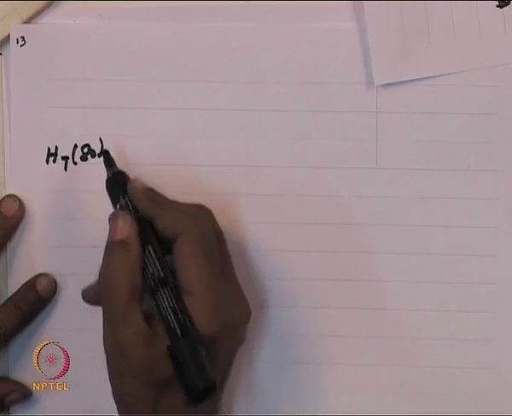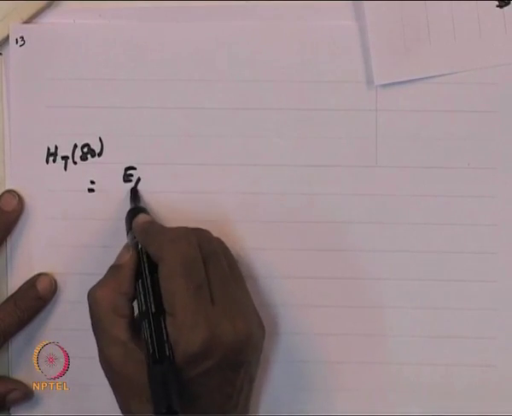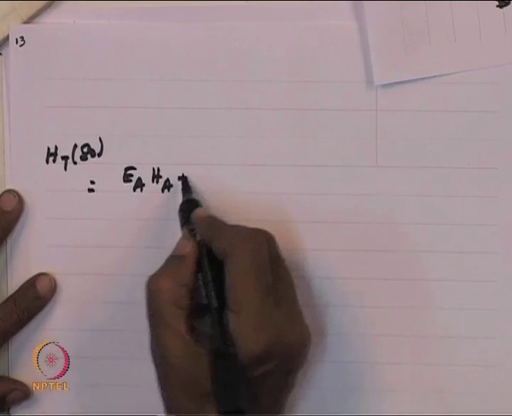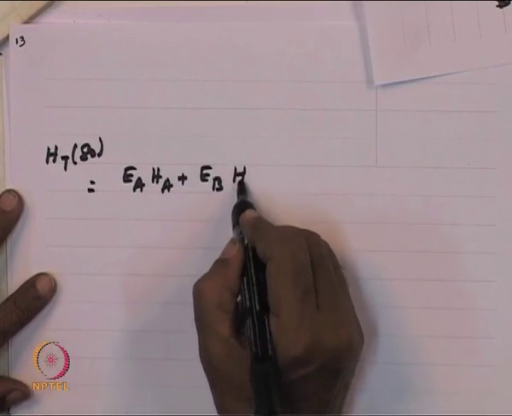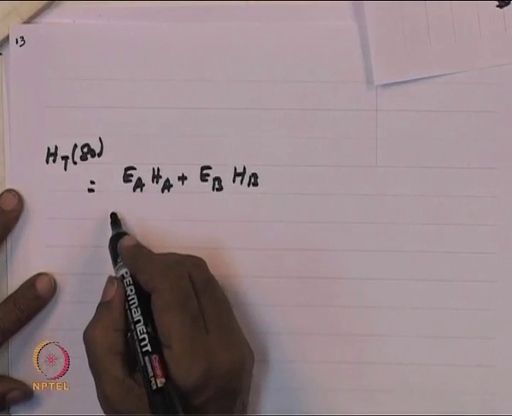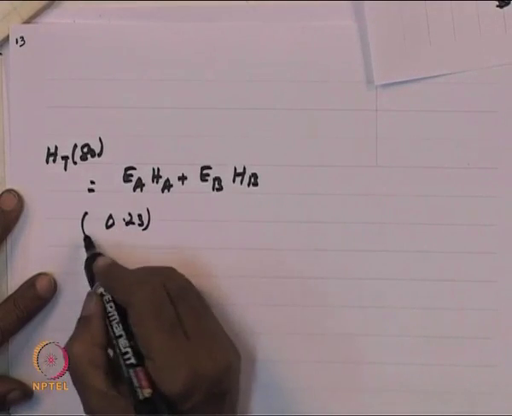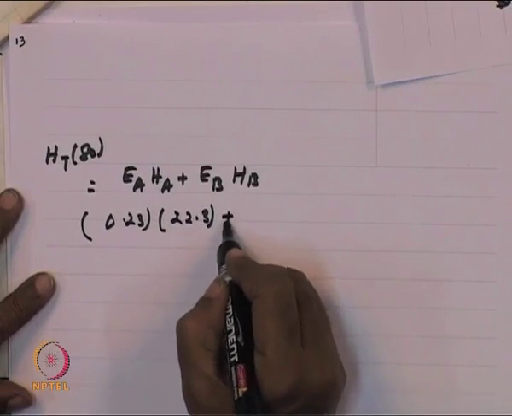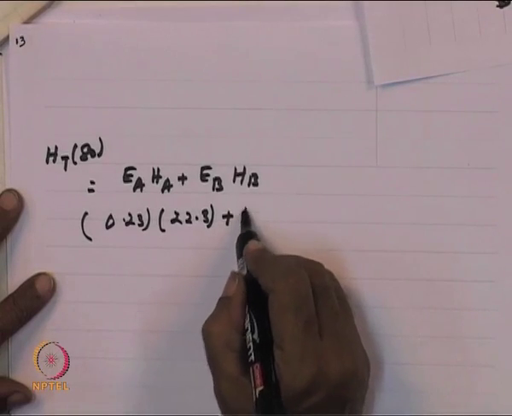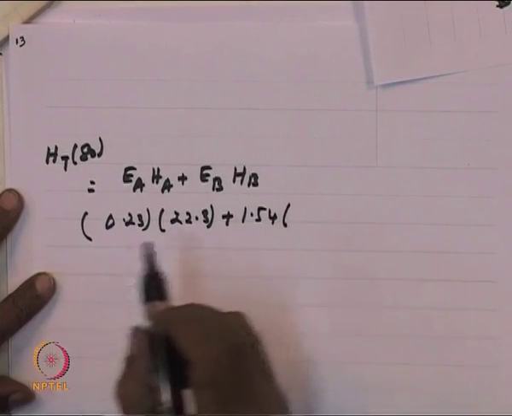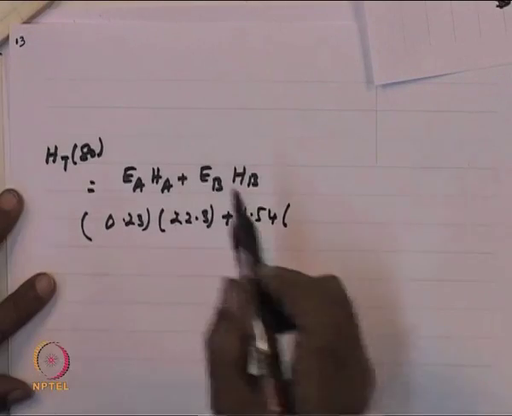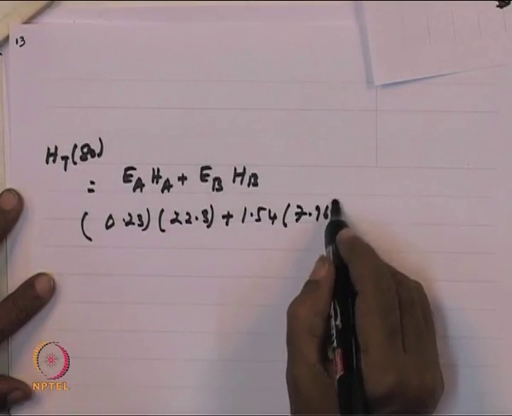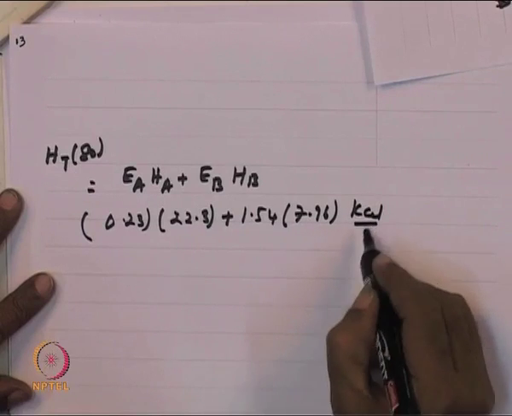Fairly straightforward. So, the total amount of energy at the environment 80 is Ea Ha plus Eb Hb. What is Ea? Ea is 0.23 multiplied by 22.3. And then Eb is 1.54 multiplied by 7.96. So many kilocalories per second.